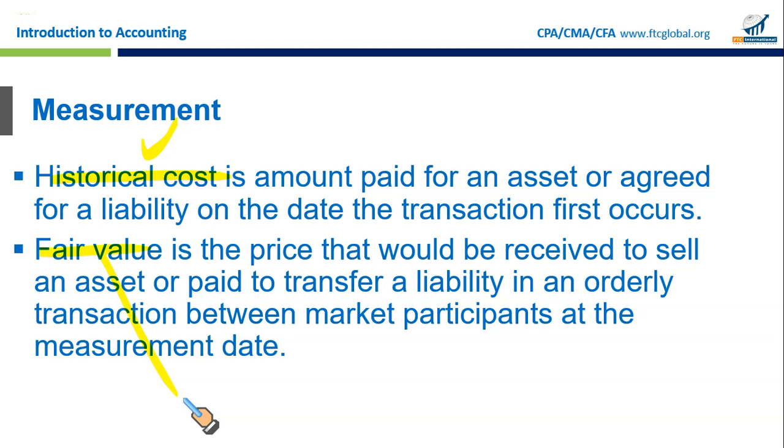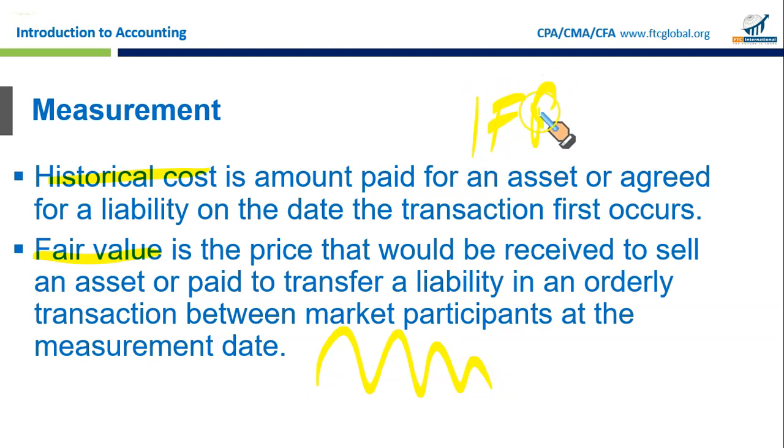But the problem is that it can introduce volatility and complexity in the financial reporting, because fair value keeps on changing, whereas historical cost stays the same. So it ensures consistency, comparability, but it may be outdated. Fair value is good. It reflects the current price, but the price is volatile. So these two alternatives are available, and both are allowed under IFRS, International Financial Reporting Standard.